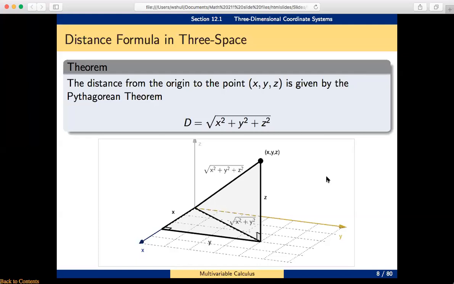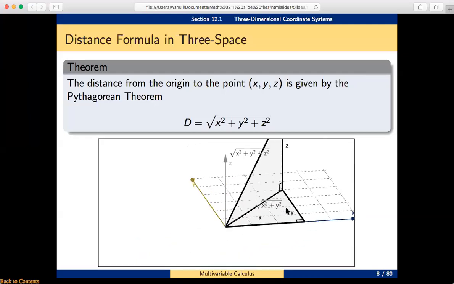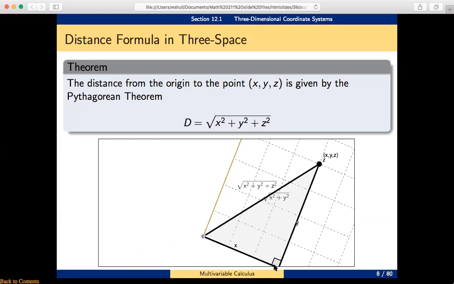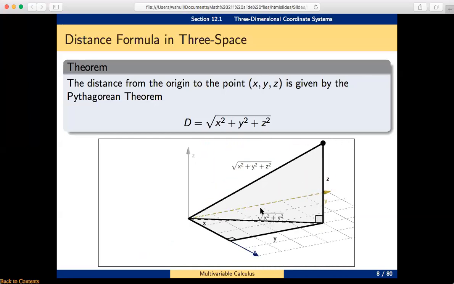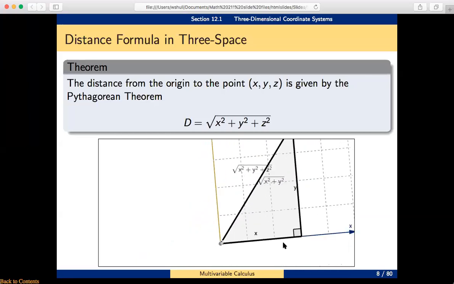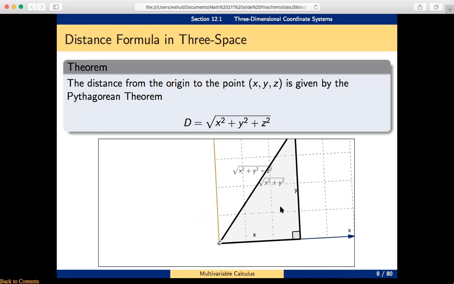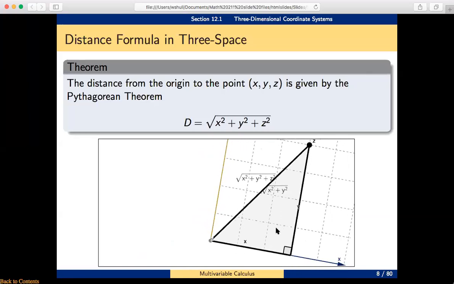Now, the distance formula in three-dimensional space. So we have, first of all, if we were just in the xy plane, then we have the distance in the x direction and the distance in the y direction. Then the overall distance from the origin to this other point here is going to be the square root of x squared plus y squared, according to the Pythagorean theorem.